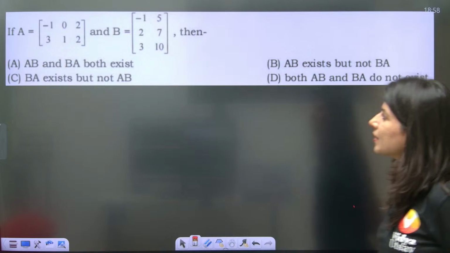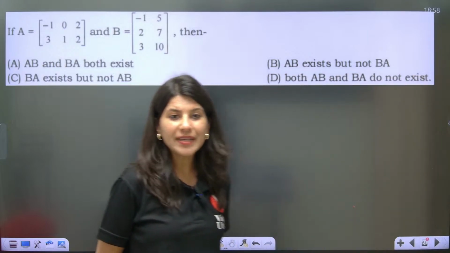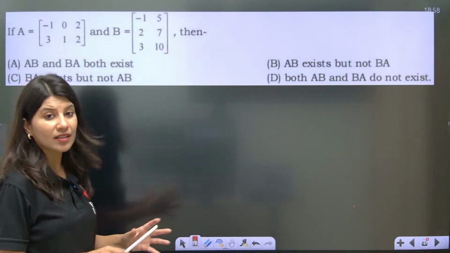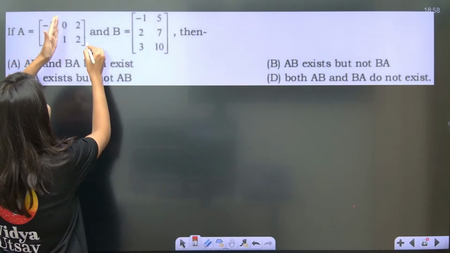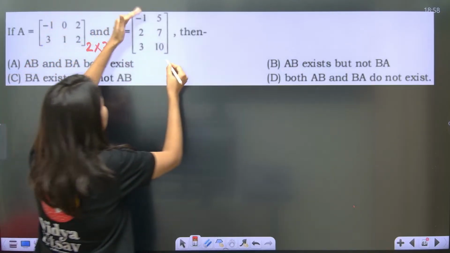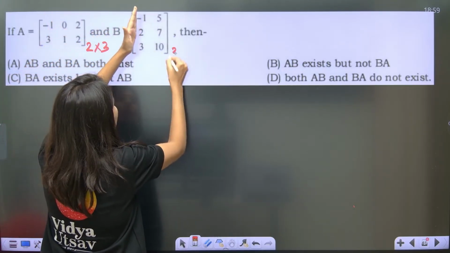Okay, next question. 2 matrices are given. We need to check whether AB exists or not. So just tell me, 2 rows and 3 columns, 2 cross 3 is the order. Here 3 rows and 2 columns, so 3 cross 2 is the order.